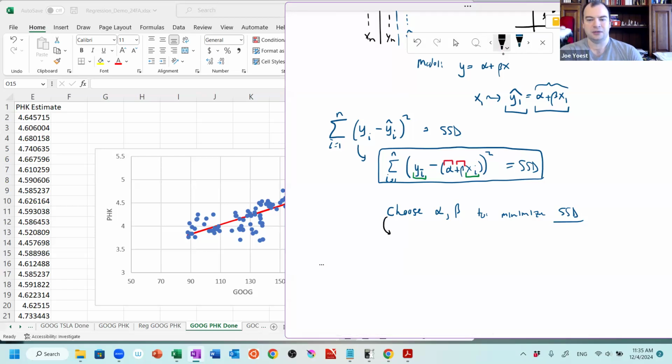And it turns out this isn't too bad of a problem to solve. With a little bit of calculus, you can solve this and you can get alpha equals some formula and beta equals some formula. These formulas are pretty nasty looking in terms of summations. Actually, kind of interestingly, if anybody has taken any linear algebra, you might recognize this, or any matrix operations course.